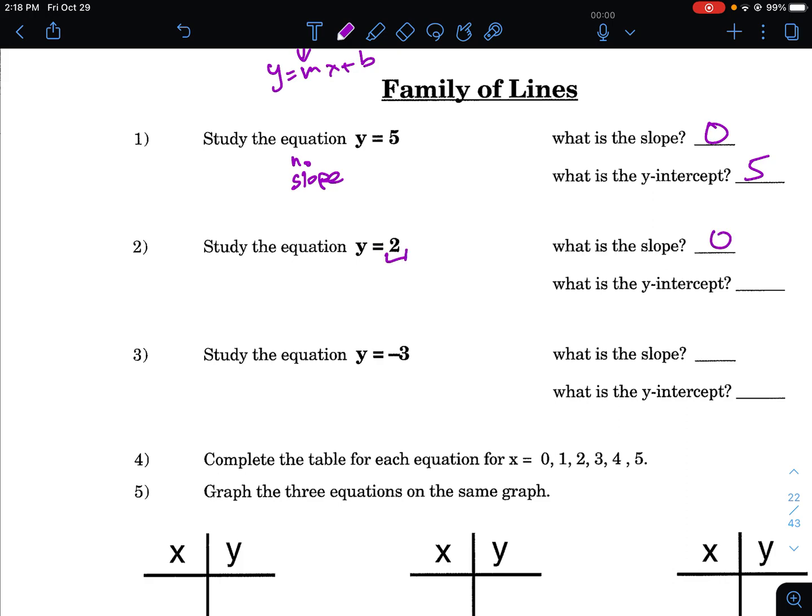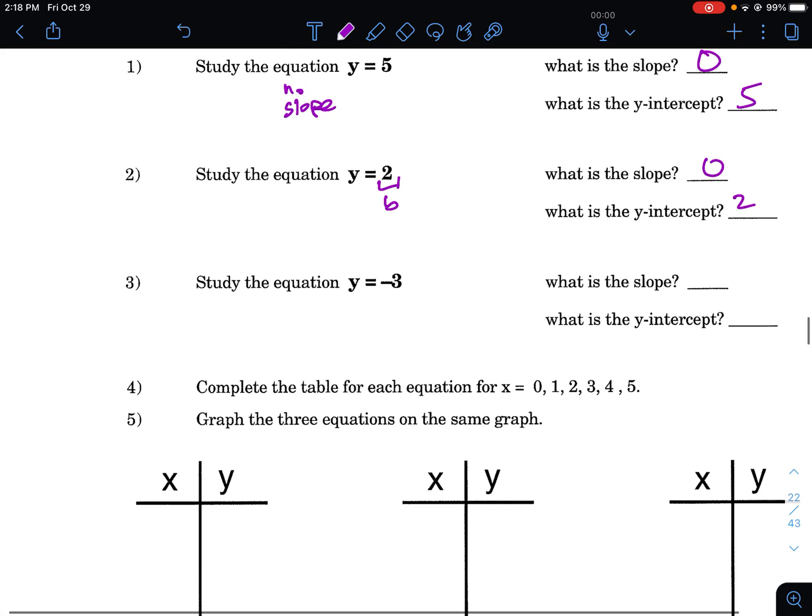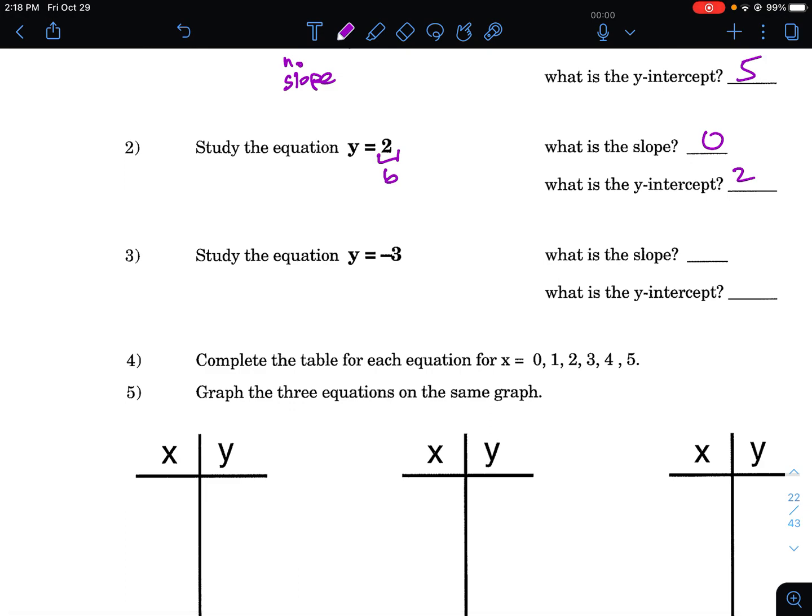For our second equation, also no slope. Our y-intercept is right here. It's b. That's 2. Third equation, again, no slope, but our y-intercept is negative 3.